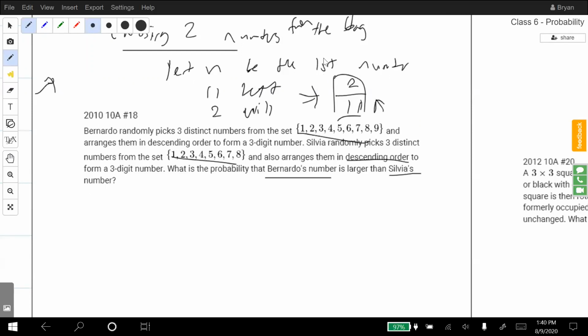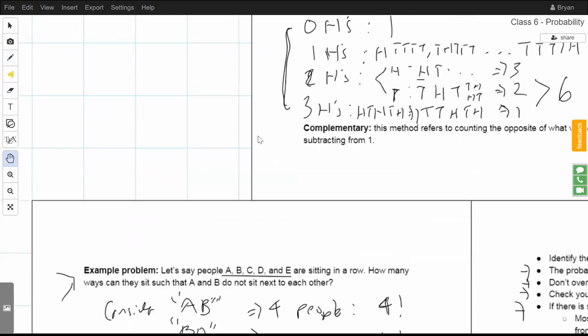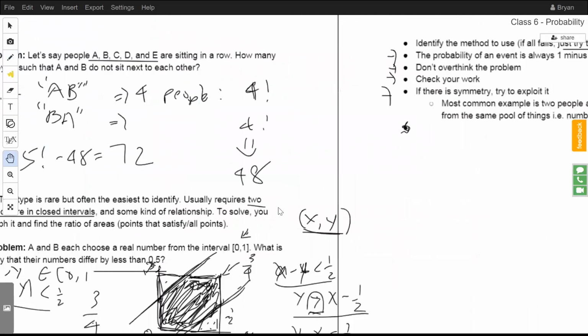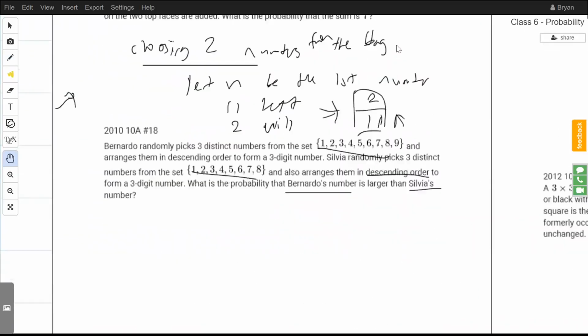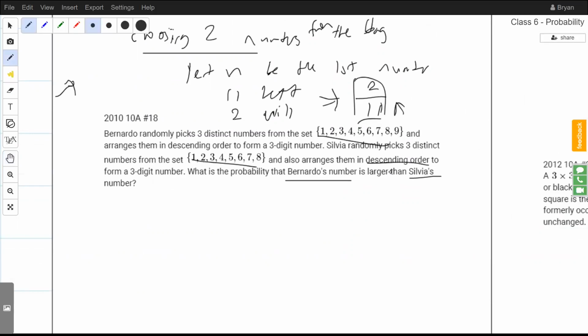Basically, this problem is a perfect example of exploiting symmetry. If there's symmetry, try to exploit it. And why is this? Because we can split this problem into 2 cases where Bernardo either picks a 9 or he does not. If he picks a 9, then his number is automatically going to be greater than Sylvia's, because her hundreds digit cannot be greater than 8. You'll see later.